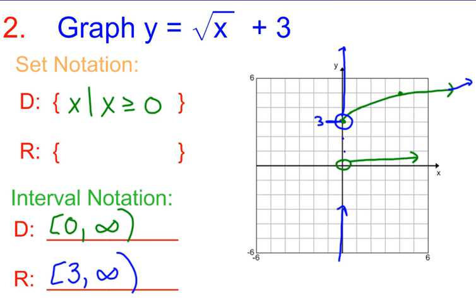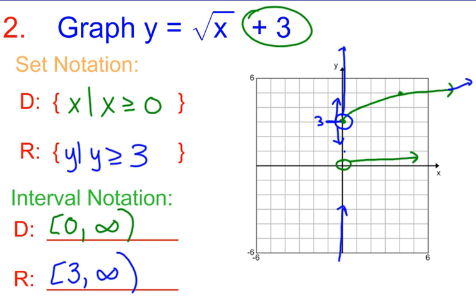My range for set notation would be values of y such that y is greater than or equal to 3. Hopefully you see it's greater than or equal to 3. So there is my graph in green there, and then my set and interval notation for those. What you want to notice is it was kind of the same graph as before, except this plus 3 moved it up 3.